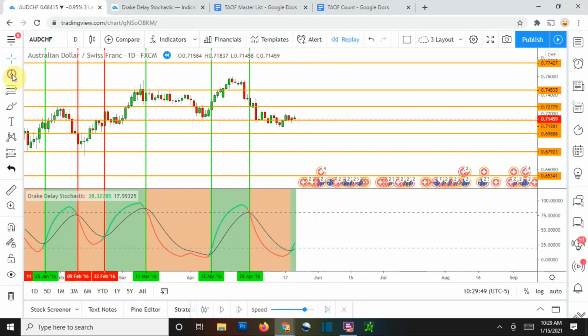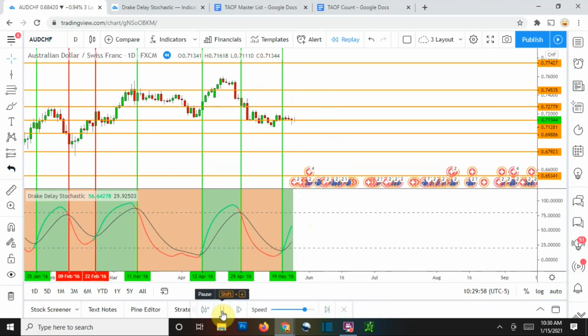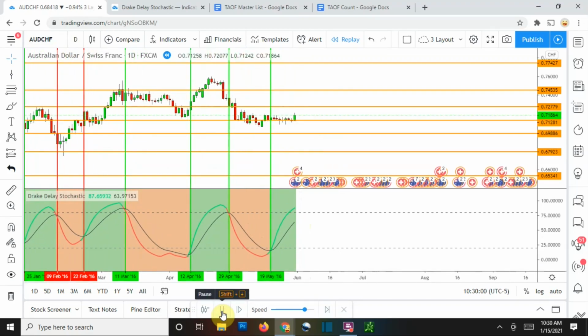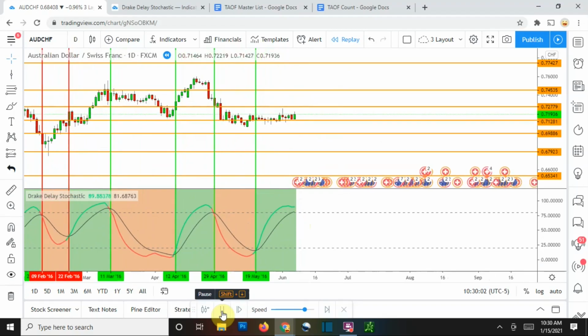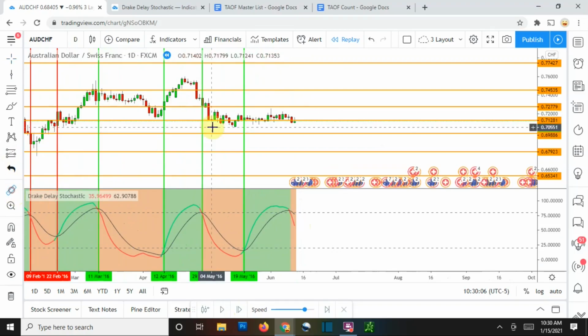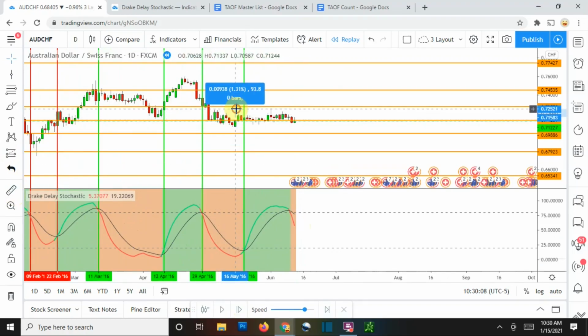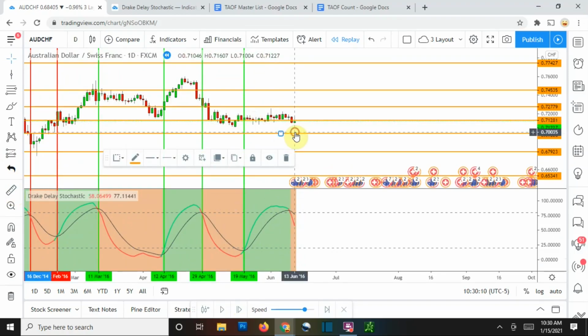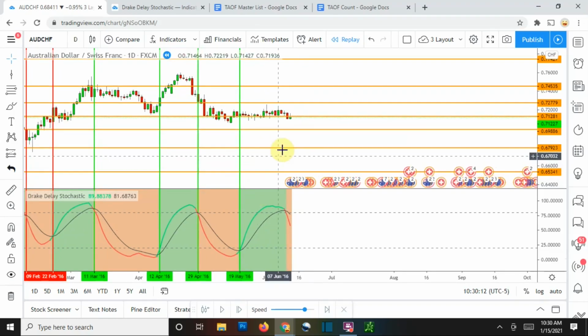We did pick up a long signal right here on this one. Let's go ahead and play it forward and see if we get a push to the upside. Get a small push right there. It looks like that probably got us to take profit. Let's see. Yep, that one got us to take profit, so that one worked out for us.